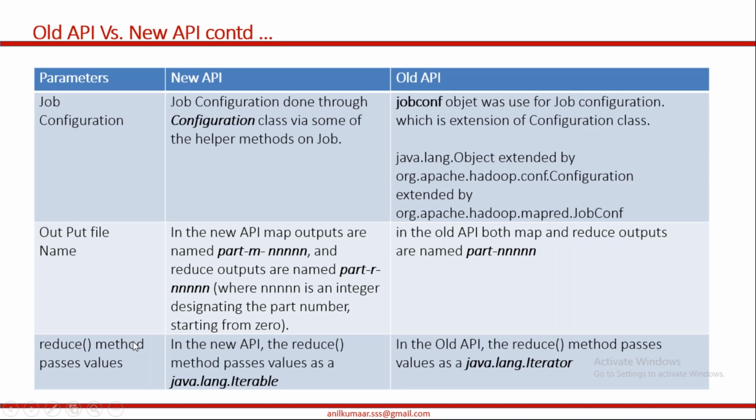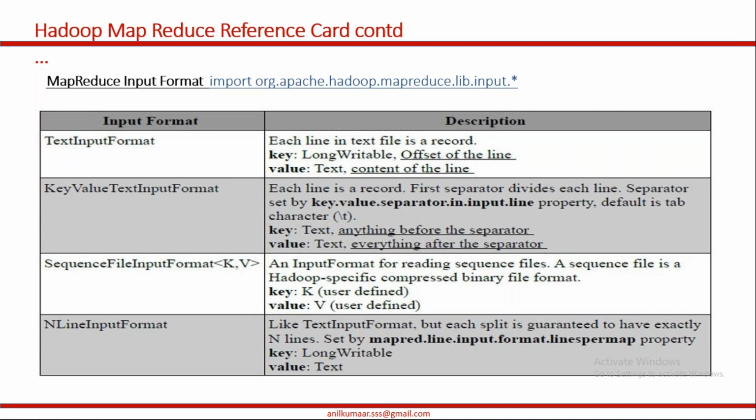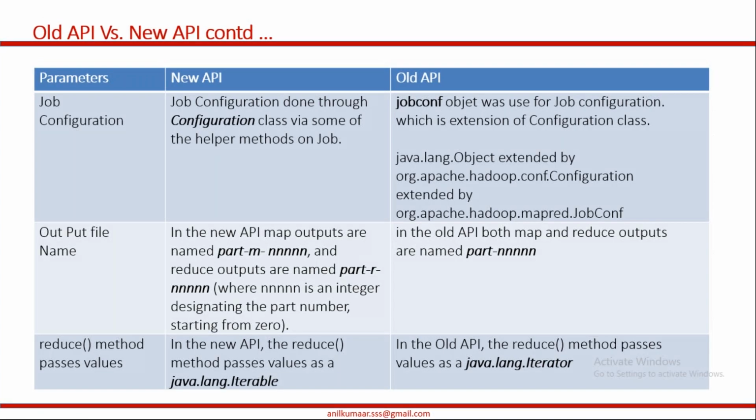Okay. And the reduce method also passes values via java.lang.Iterable. Earlier we were using Iterator, right? So in place of that Iterator, things have changed to Iterable. That's it. So we have some changes like that, and apart from that there is no problem. I have given some explanation for that, right? These are the changes when you're talking about the new API compared to the old API.